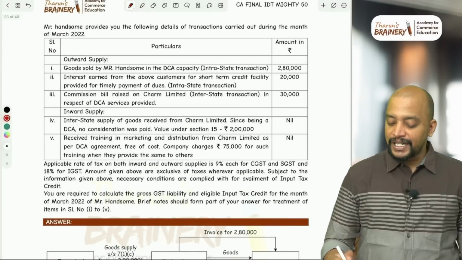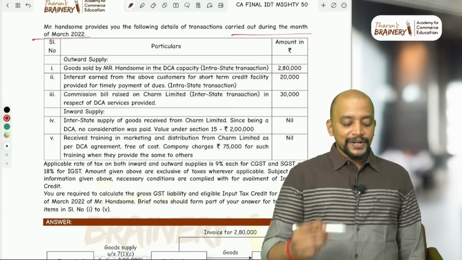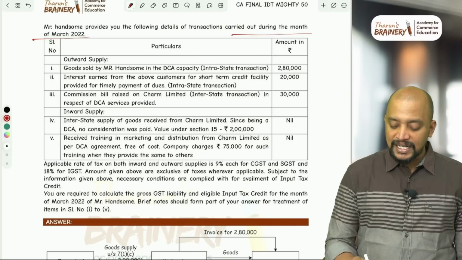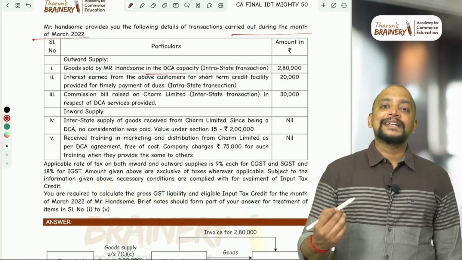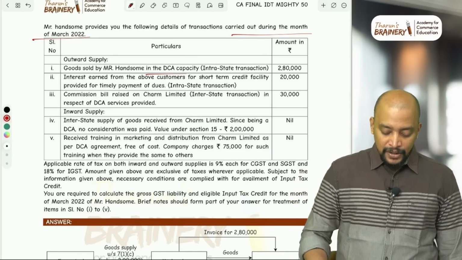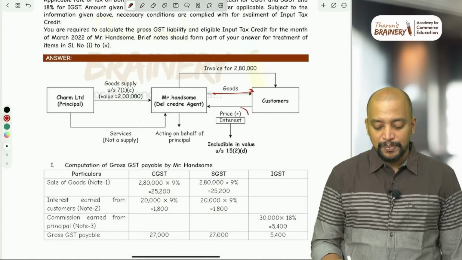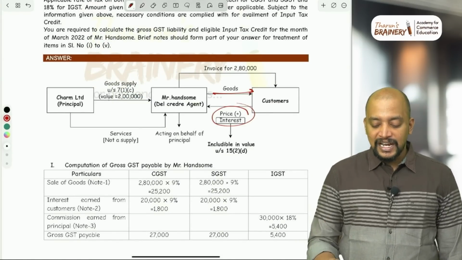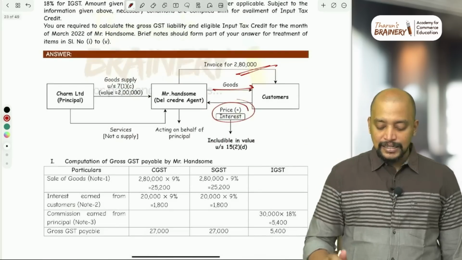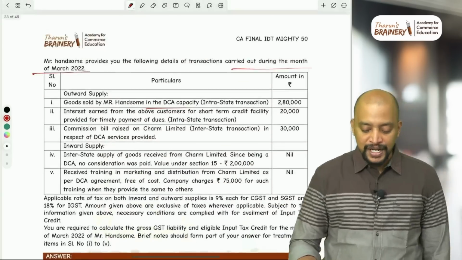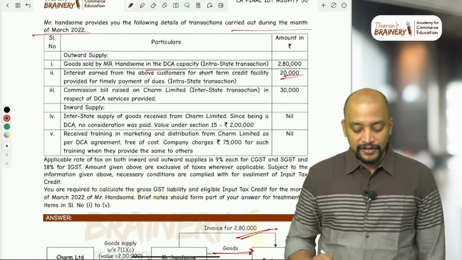And Mr. Handsome provides you the following details of transaction carried out during the month of March 2022. Outward supply: goods sold by Mr. Handsome in the del credere agent capacity, the 2,80,000 will be included in the taxable value of Mr. Handsome. Okay, so that is what. So Handsome is supplying the goods to the customer, for which the customer pays price plus interest, and the invoice they are raising for 2,80,000, that will be included, and this interest is also includable as per 15(2)(d). How much they are collecting as interest? So 20,000, that is also part and parcel of 2,80,000.